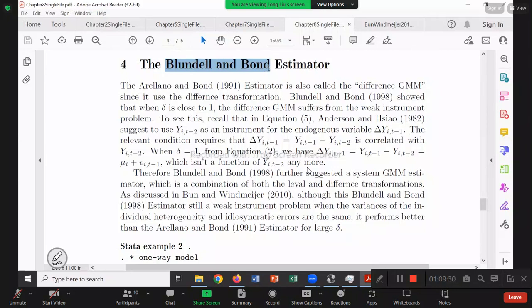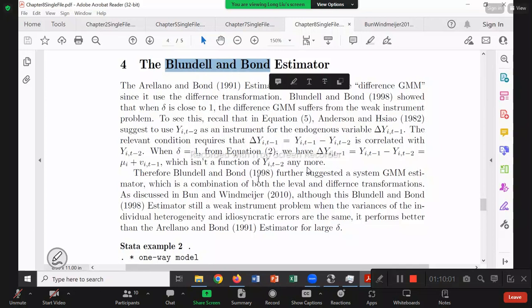So fair enough, still choose a Blundell-Bond estimator if you worry about this kind of problem. When the true value of delta is small, such as 0.4 or 0.5, you can use either one, Arellano-Bond or Blundell-Bond, either one is fine. But when delta is large, then Blundell-Bond is still correct, right? But Arellano-Bond will be biased, right? In short, if you want to be safe, you can always use Blundell-Bond because the system GMM is always safe.